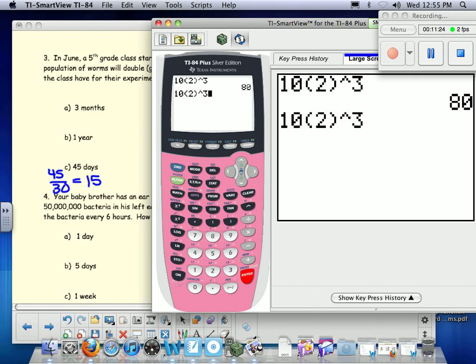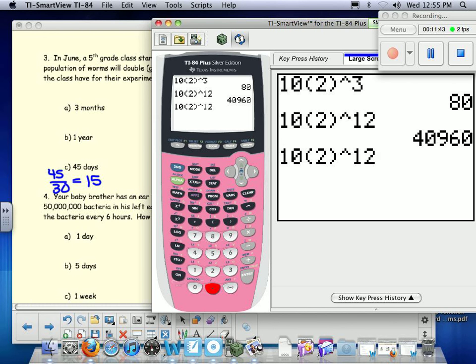So when they come back to school in September, at the end of 3 months, they're gonna have 80 mealworms. A year later, when they're sixth graders in June, they have 40,960 mealworms. And their science teacher who comes back in to check on the mealworms in the summer is gonna find about 28 mealworms.